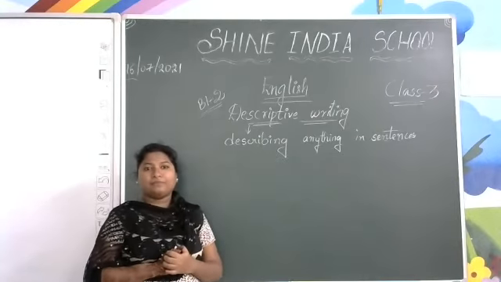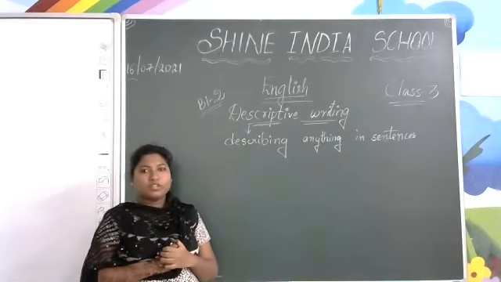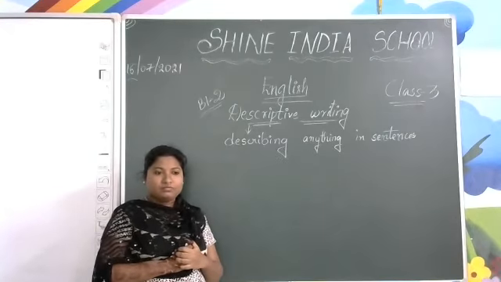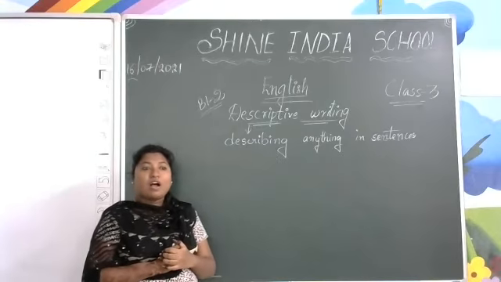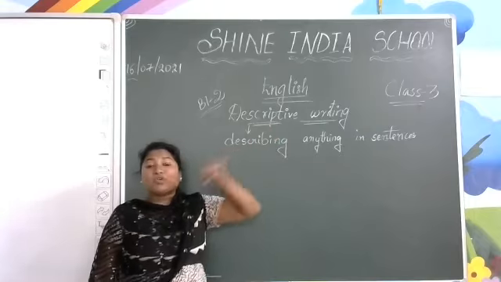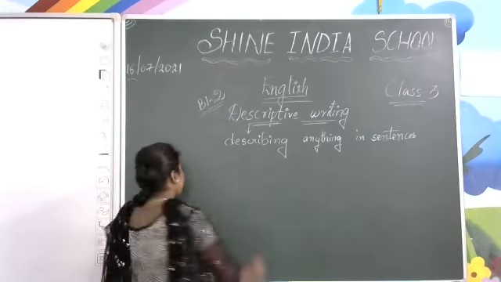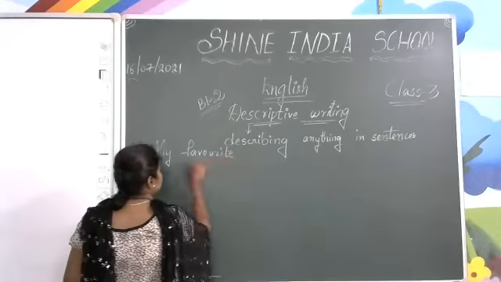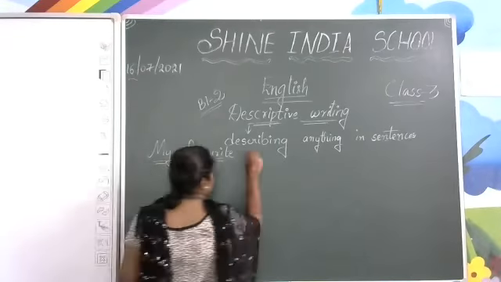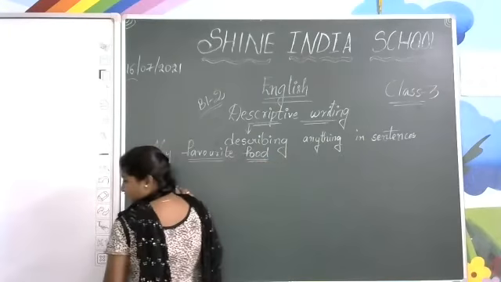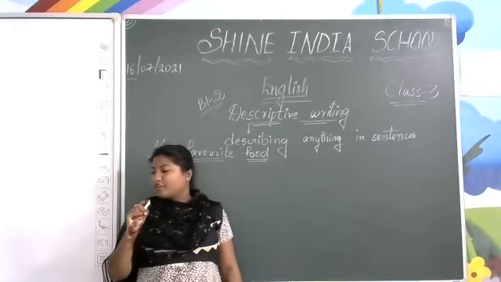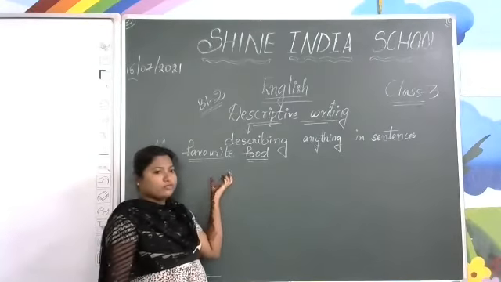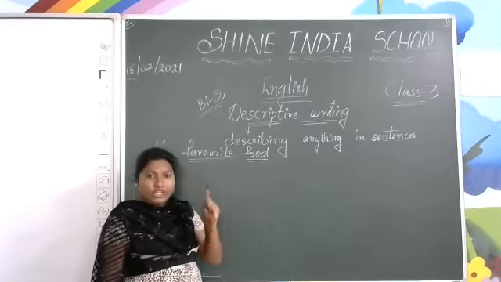my favorite trip. Oh no, that is too much hard work. Which one will we take? Which is very easy. So children, we will write some descriptive writing about anything. Suppose I want to write about my favorite food. Don't write, stop. Listen. My favorite food. First you should think about what is your favorite food.